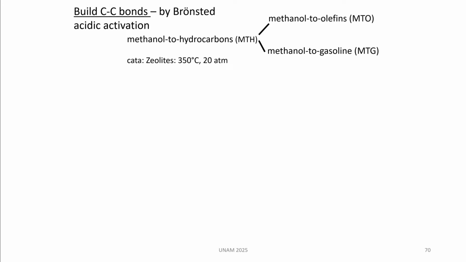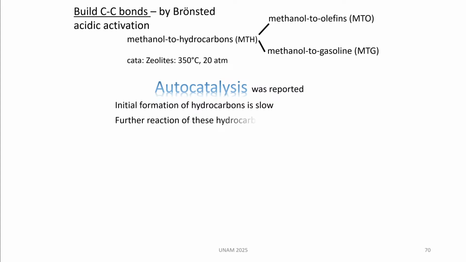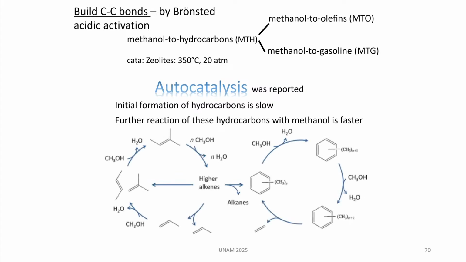Another way to make carbon skeletons would be to use Bronsted acidic activation of molecules such as alcohols. And it's used, for example, in the MTH reaction, methanol to hydrocarbons, that is carried out on zeolites. That's interesting because it's also one case in which autocatalysis has been reported. Autocatalysis is a phenomenon that is often investigated in origins of life studies. Because the initial formation of hydrocarbons is slow, you see it goes like this.